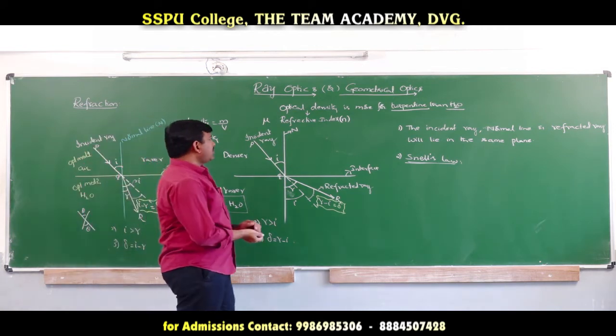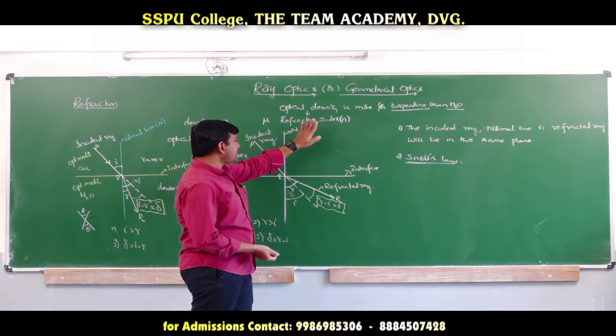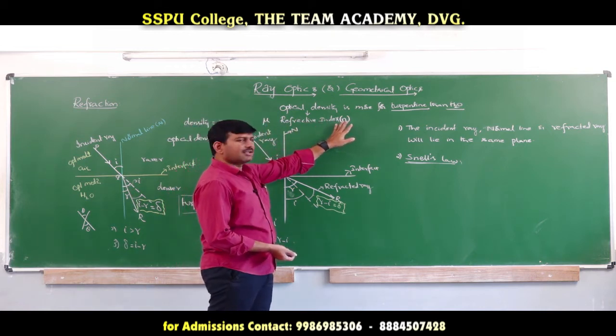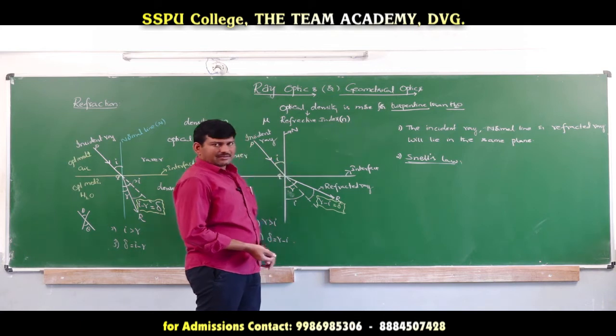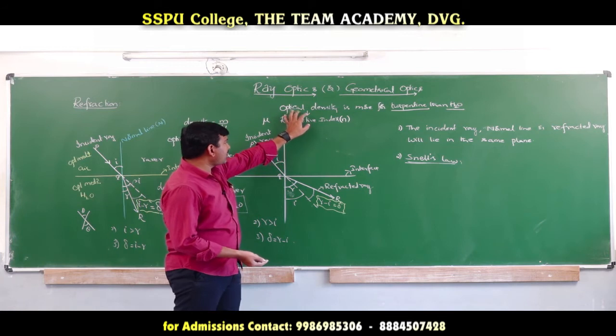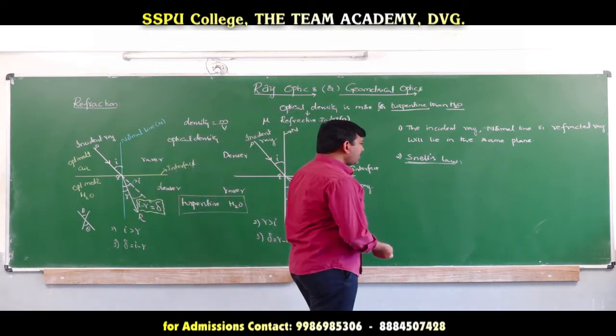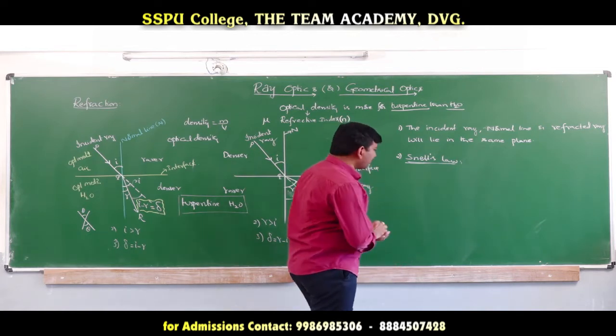In most of the textbooks, they will be using the letter mu for refractive index, but in NCERT books, they will be using the letter N. So refractive index is indicated with what letter? N. The other name for refractive index is what? Optical density. Now, I will write the mathematical formula first for understanding Snell's law.